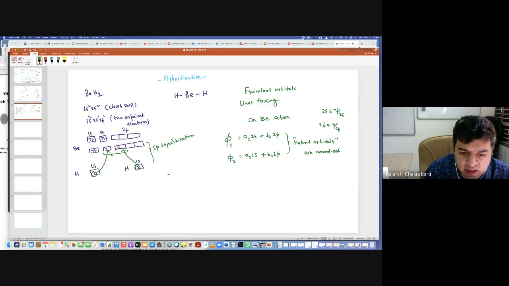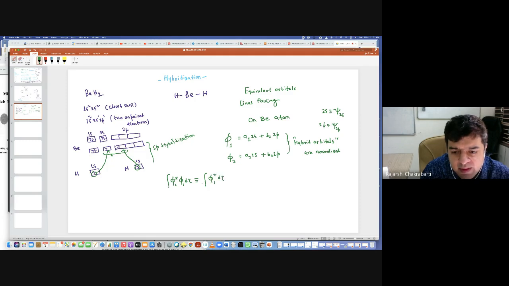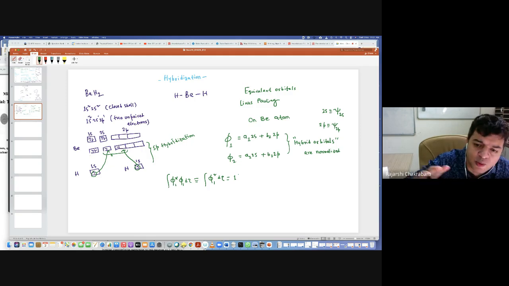So if I take phi 1, now phi 1 star is phi 1 because it's completely real, because 2s and 2p are real, and a1, a2 are real. Ideally you should write it like this, but this is equivalent to saying this. This is equal to 1 because your hybrid orbital is normalized. See, this is quantum mechanics: your wave function is normalized, as simple as that. So let us do this. If I do the integral of phi 1 squared d tau, what am I going to get?